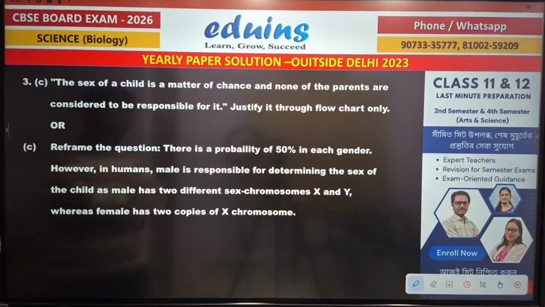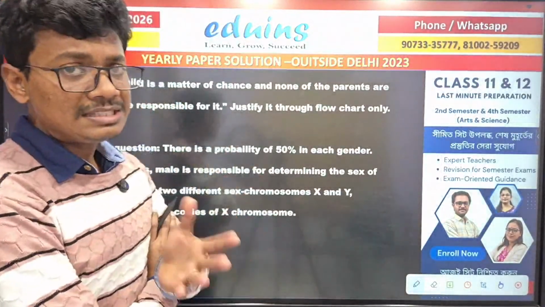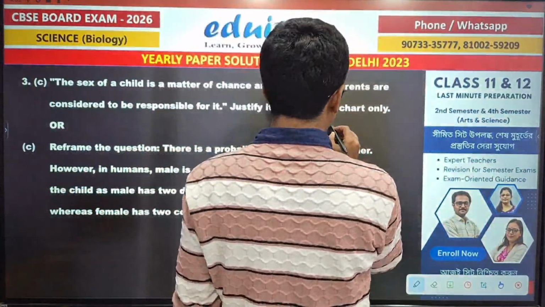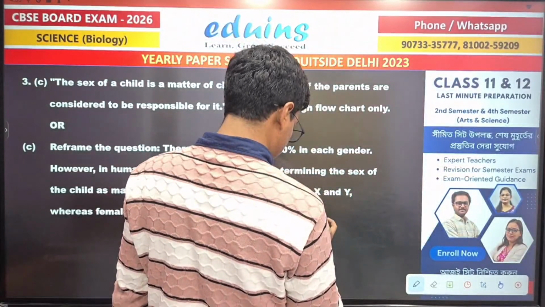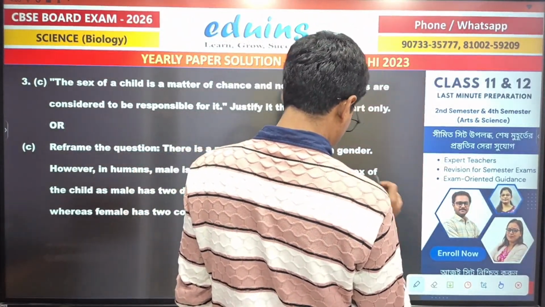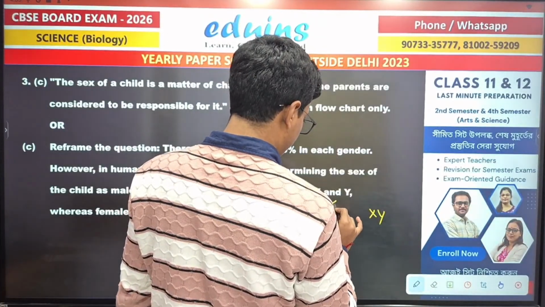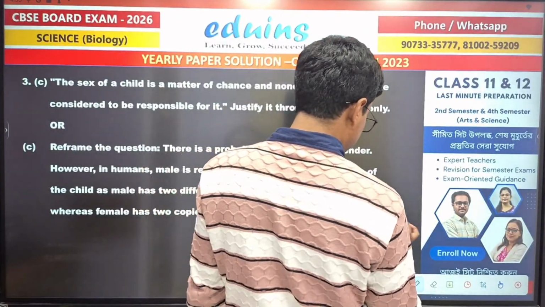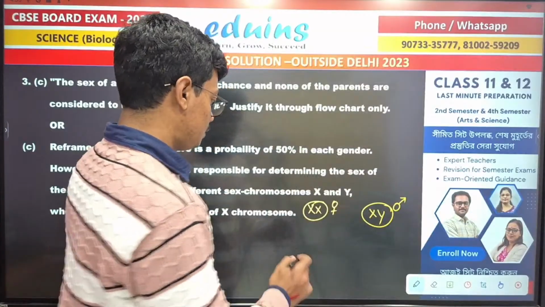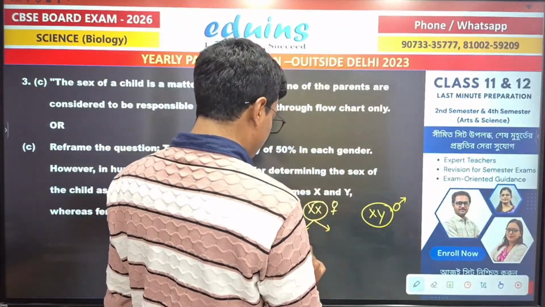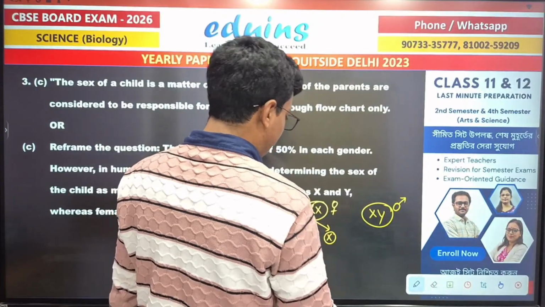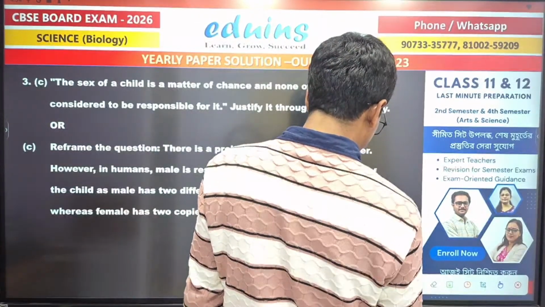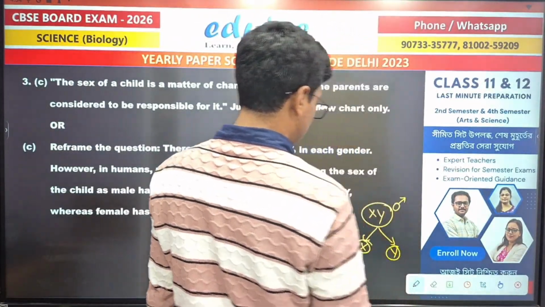Is it justified? No, this is not justified. We know the males are heterogametic and females are homogametic. This is female, and this is male. The female will produce the same type of gamete. That's why they are homogametic. But in case of male, they produce different kinds of gamete. One is X and one is Y.